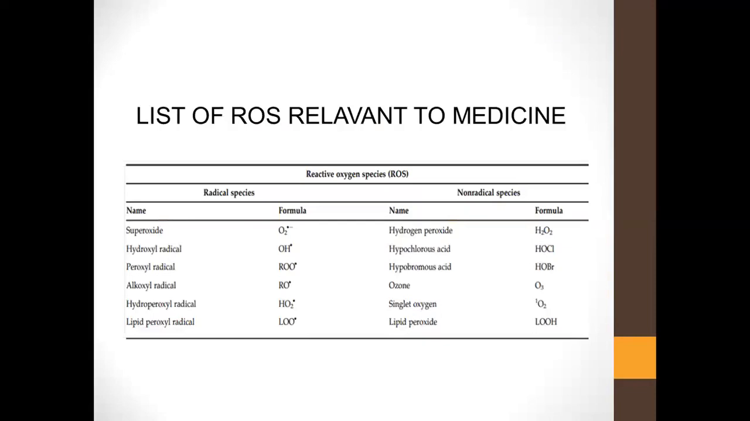This is the list of reactive oxygen species. You can subdivide it further into radical species and non-radical species. As you can see, the radical species are denoted by a superscripted dot. These include superoxide, hydroxyl radical, peroxyl radical, alkoxyl radical, hydroperoxyl radical, and lipid peroxyl radical. Then we have non-radical species in reactive oxygen species as well. These include hydrogen peroxide, hypochlorous acid, hypobromous acid, ozone, singlet oxygen, and lipid peroxide.